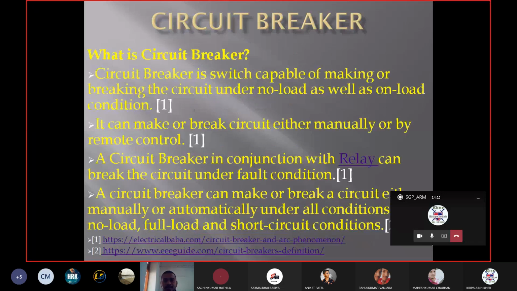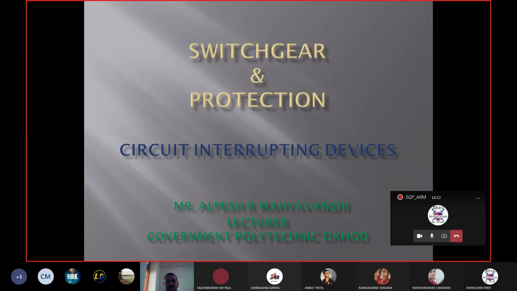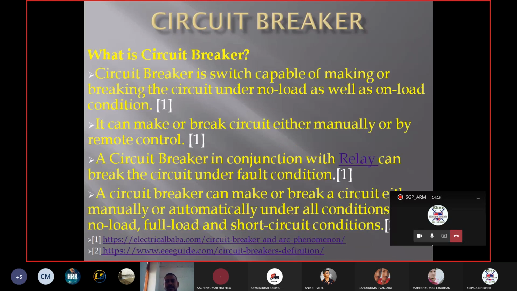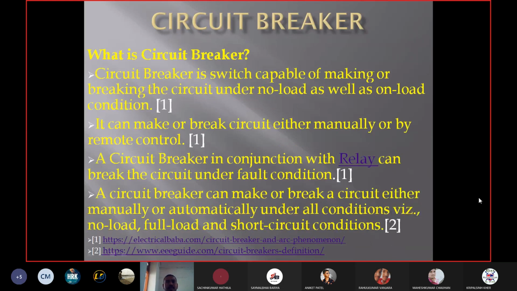We discuss the circuit breaker in the chapter on circuit interrupting devices. First of all, what is a circuit breaker? A circuit breaker is a switch capable of making or breaking the circuit under no load as well as on load condition. It is one type of switch. We already discussed the fuse.